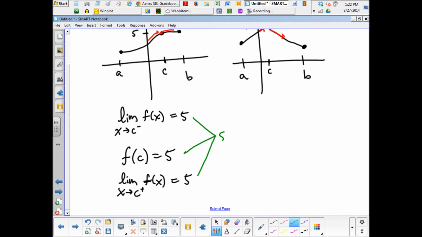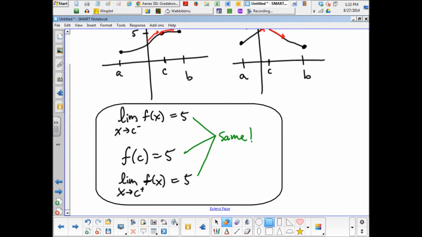Okay? And this right here applies to both of my pictures above. So this conclusion is the same for my first diagram and my second diagram. They both have these qualities. If you're coming in towards C from either side, it's 5 as a destination. When you get to C, it's 5 as a location. That's continuity. All right?